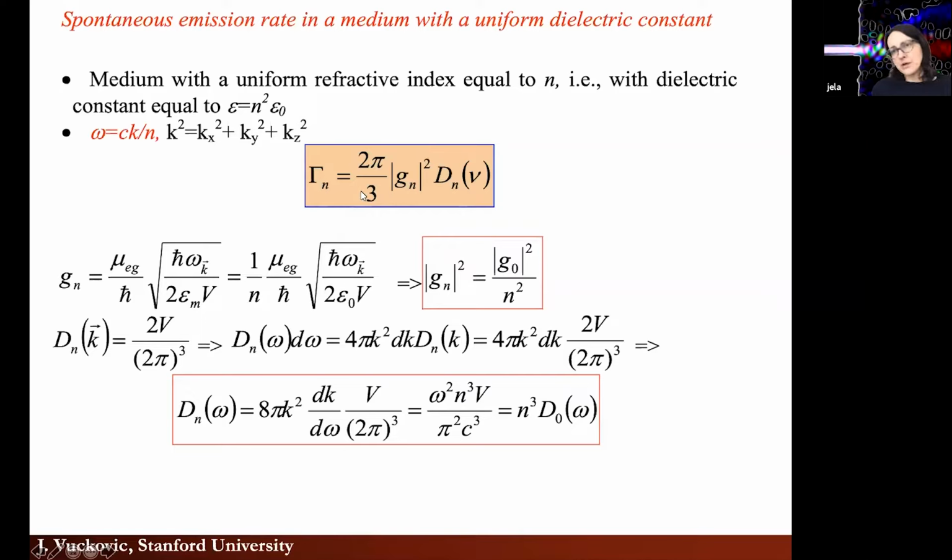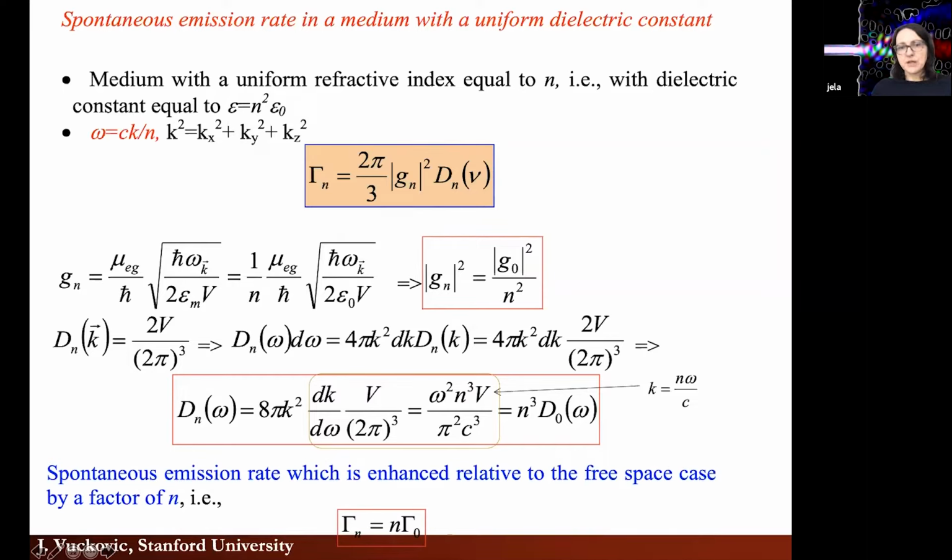If you want to compare it to the spontaneous emission rate in vacuum for the same atom, the first factor would go down by a factor of n squared. The second factor would go up by a factor of n cubed, which means that overall the spontaneous emission rate would go up by a factor of n, okay? So the spontaneous emission rate for an atom, if you just take it from vacuum and put it into something that has refractive index n, would increase by a factor of n, right?